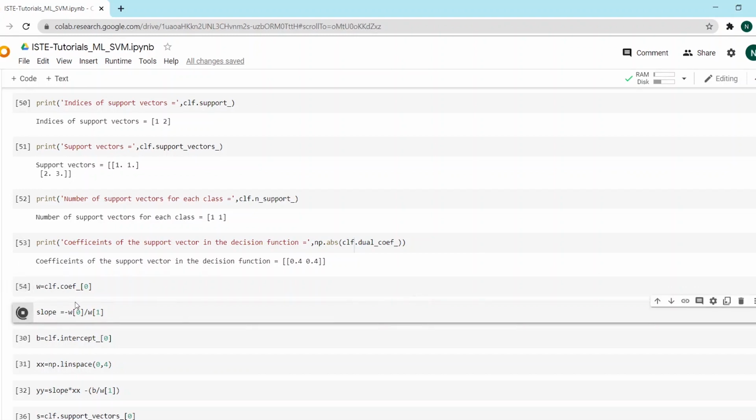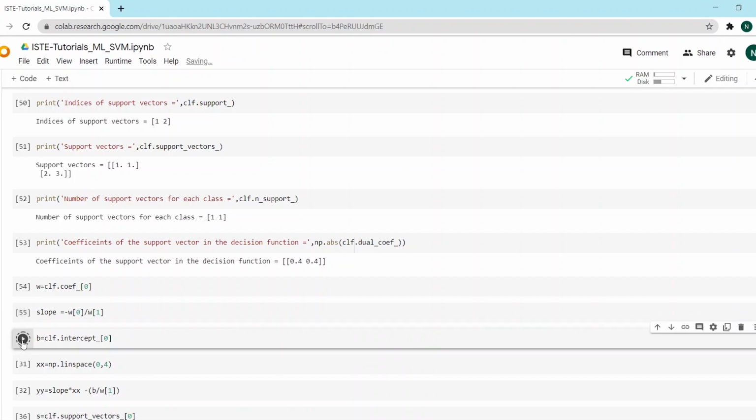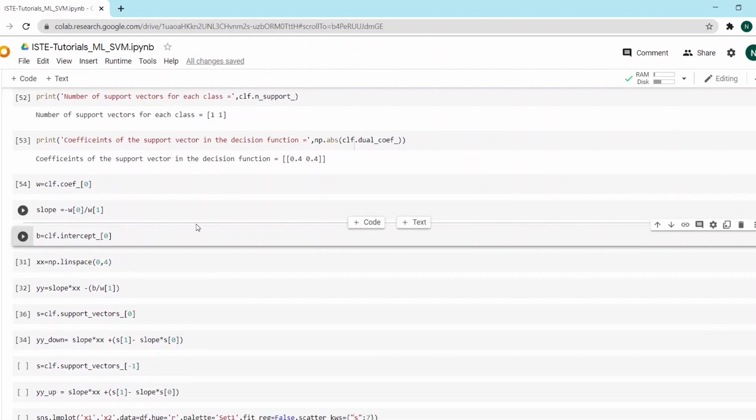Slope is obviously whatever weights we got, the first weight by the second weight. That means if the line equation is ax plus by equals 0, then what was the slope? Obviously minus a by b. So similarly, minus weight 0 by weight 1, right? Now the bias is obviously the intercept we get. It's defined as clf, the model name, dot intercept 0.